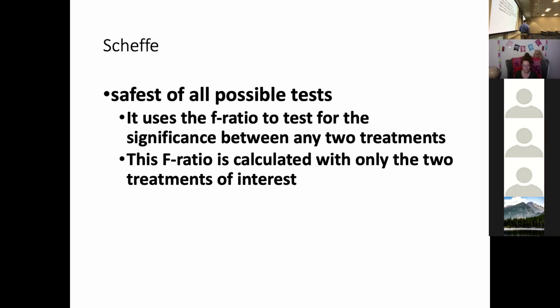And so Scheffe's uses the F ratio to test the significance between any 2 treatments. And this F ratio is calculated with only the 2 treatments of interest, right? So again, you are running this after you run an omnibus ANOVA, right? Just the ANOVA itself. If it's significant, then you make these sort of pairwise comparisons with Scheffe's test.